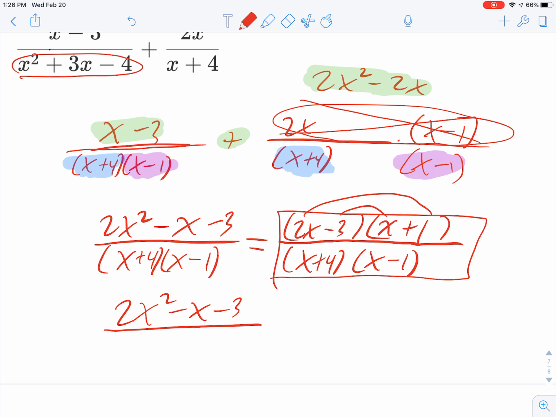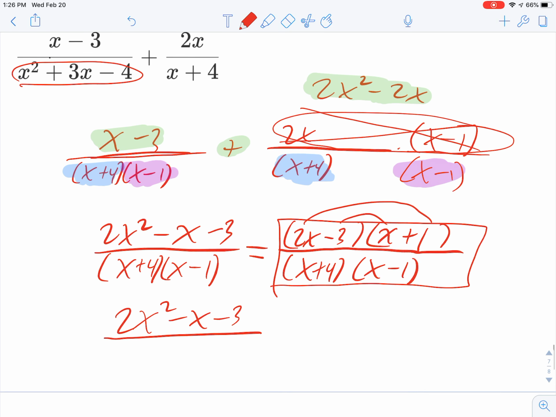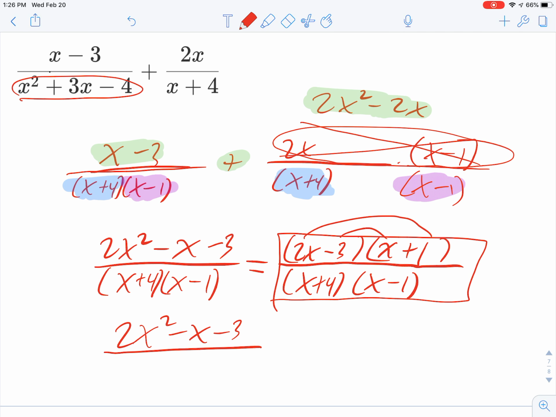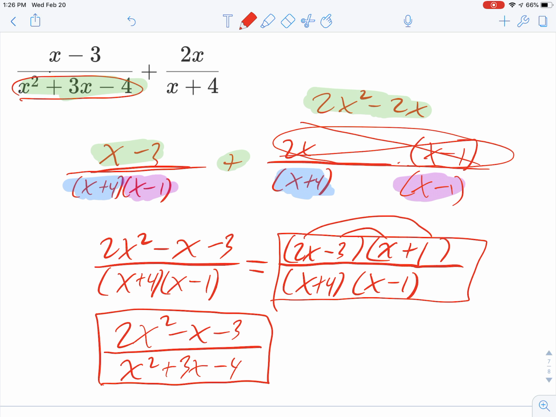The good news is you don't really have to multiply those out because you already know what they are. You know that x plus 4 times the x minus 1 came from that original thing. So I know that that's just x squared plus 3x minus 4. And so that is our final answer. And that's it for now.